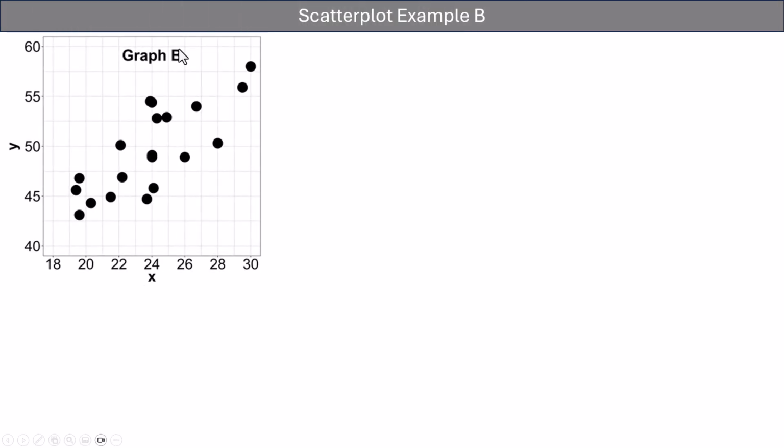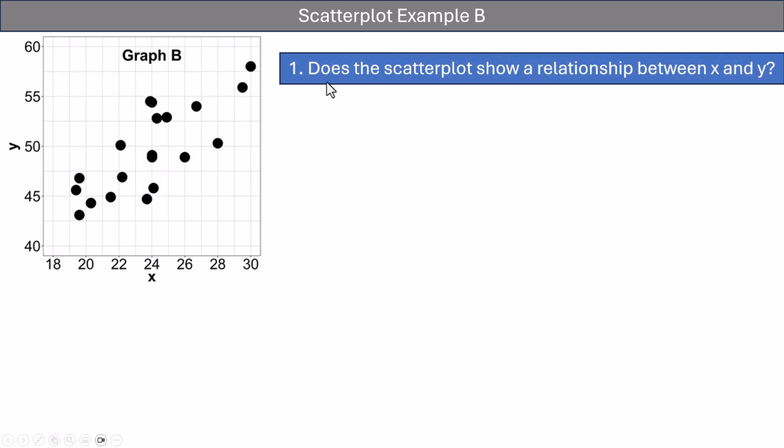So this one does have an identifiable pattern here. It looks like we have some sort of relationship. So number 1, does the scatter plot show a relationship between our variables? Yes, that's all we would really have to say for number 1. There is some sort of relationship.